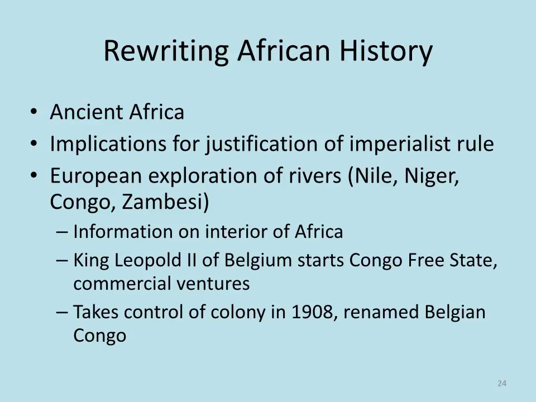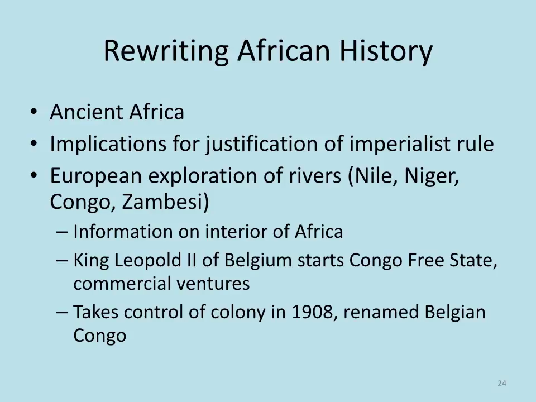This is really the first time we're going to be able to do that, A, because we have the technology, and B, they have the desire to see what's there because they need the natural resources. Now, they're starting to collect information from the interior of Africa. King Leopold II of Belgium starts the Congo, which is a free state for commercial ventures, which means they're making direct profit off of the natural resources that the other Europeans are taking.